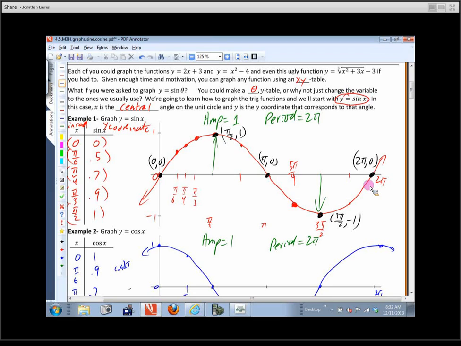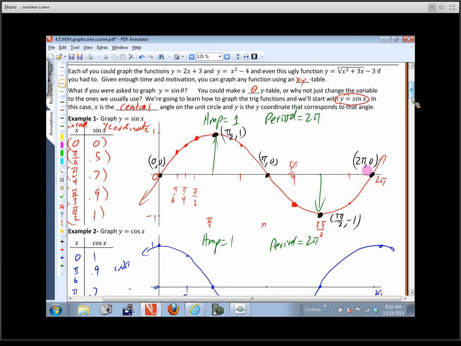Everybody listening? Sine starts at 0 and goes up to 1, back down to 0, down to -1, and then back to 0. And it does it in a period of 2 pi. So it starts at 0 and ends at 2 pi. Everybody with me there? Any questions on that?